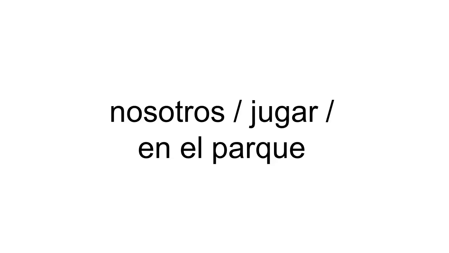We used to play in the park. ¿Cómo se dice? We used to play in the park. Jugábamos en el parque. Notice the accented syllable here. Jugábamos. Jugábamos en el parque. We used to play in the park. Jugábamos en el parque.